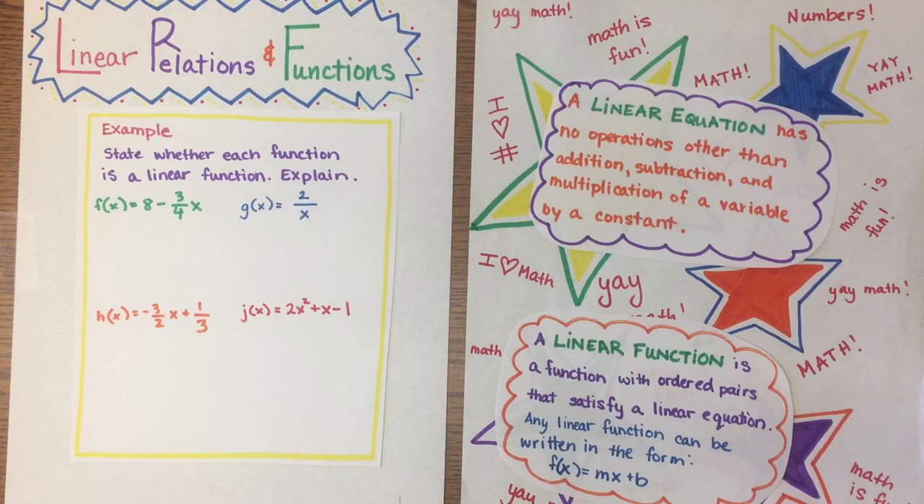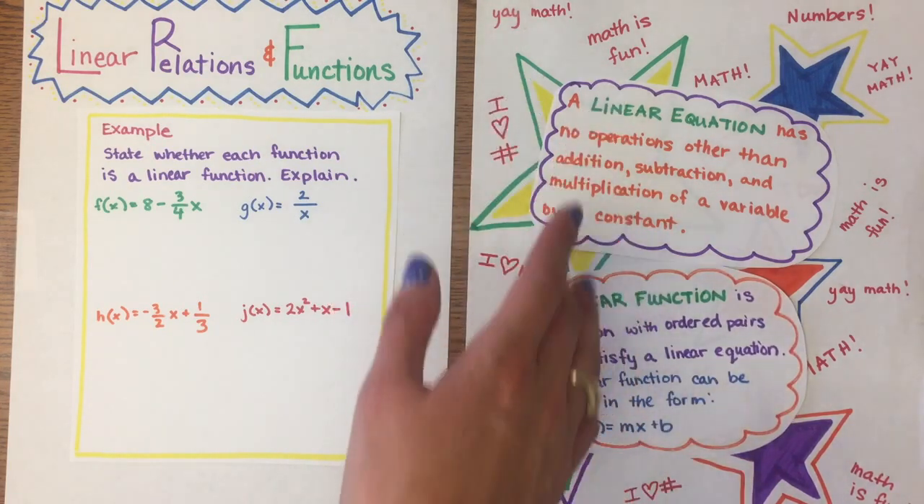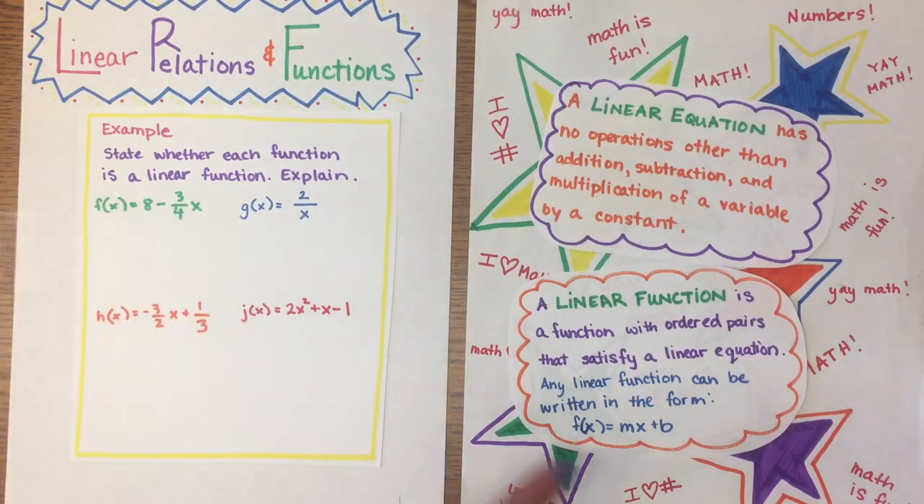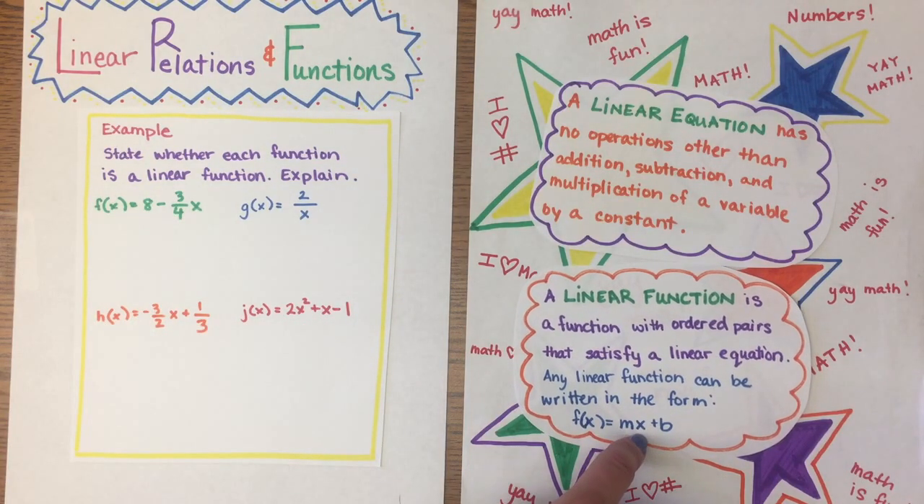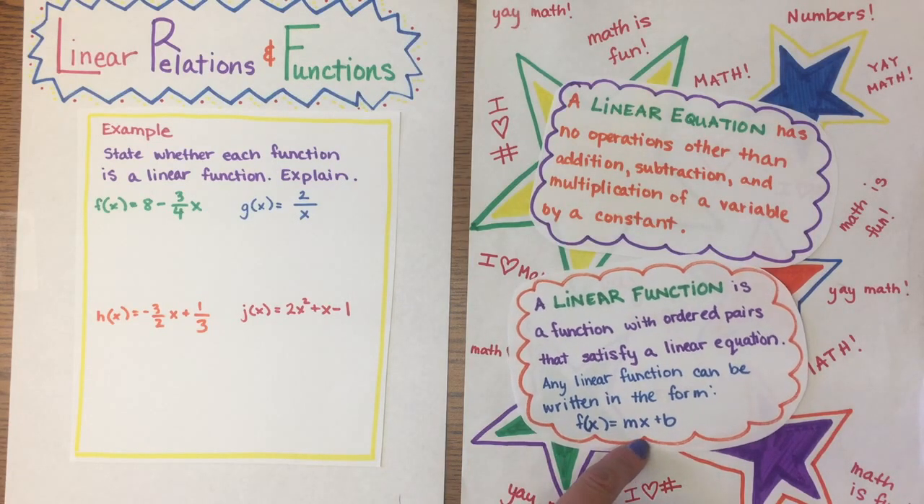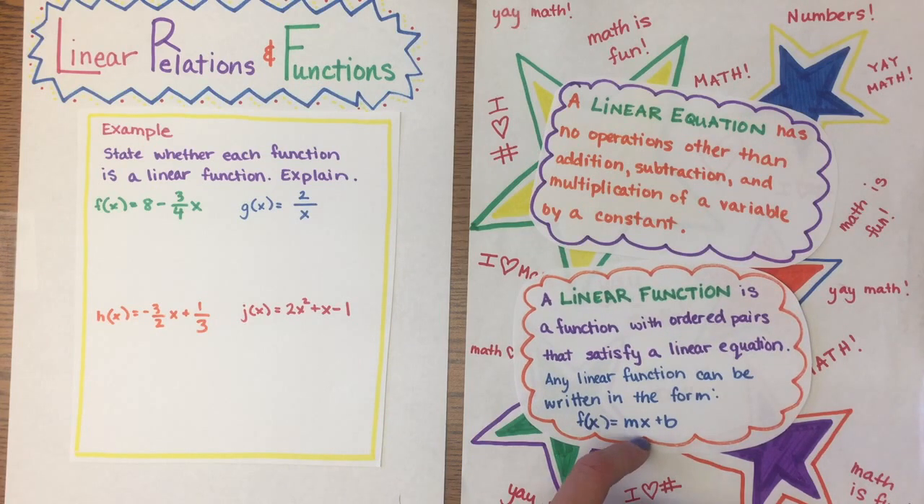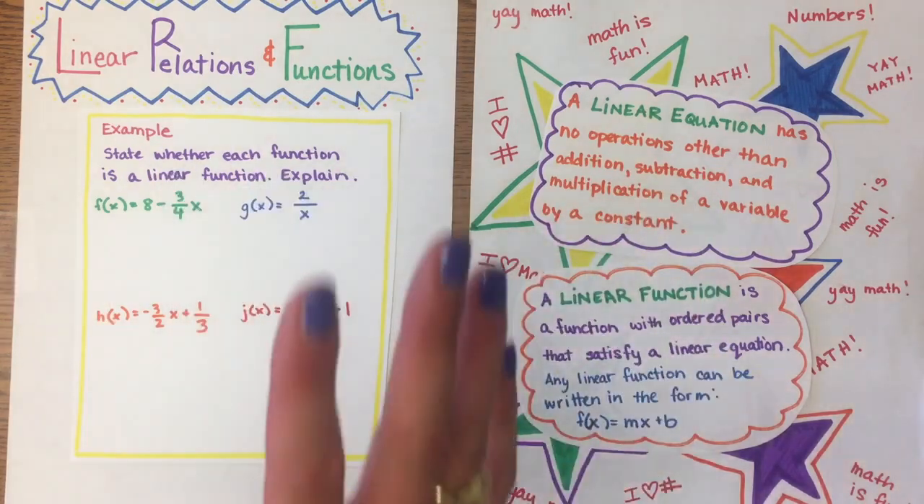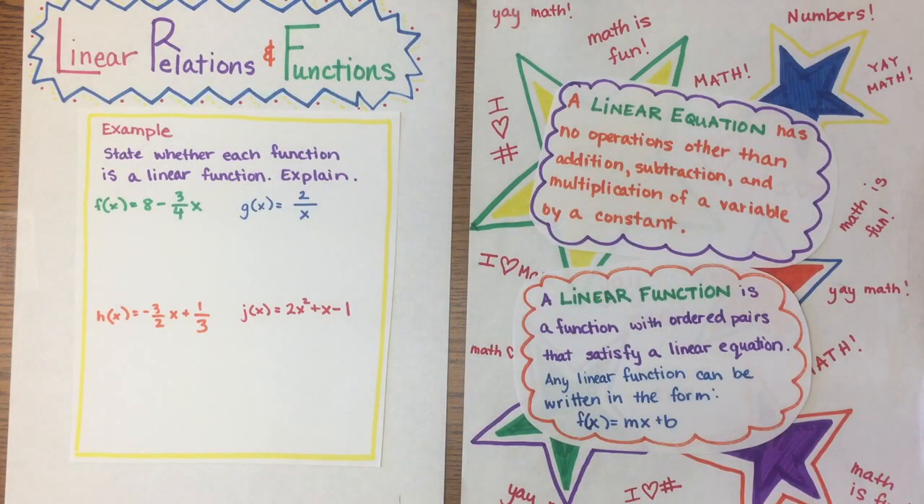The way we're going to do this is kind of by combining these two pieces. If I can manipulate what's here into looking like mx plus b, I'll know I have a linear function. On the other hand, if I can't make it look like mx plus b, or if it has some other operation of the variable, I'm going to know that it's not a linear function.